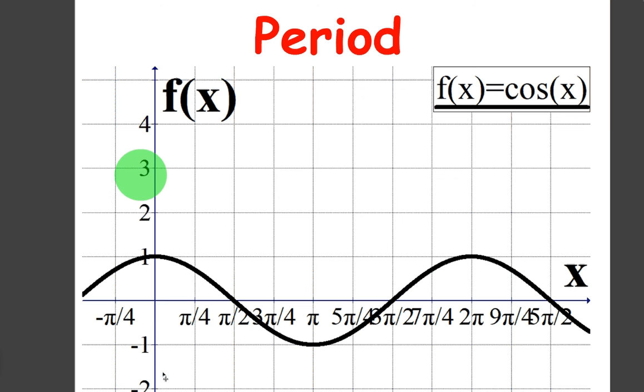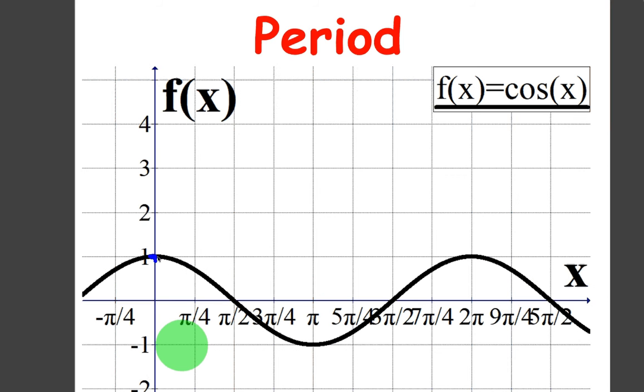Today we're going to be investigating the idea and concept of the period of a graph. First of all, we're going to be taking a look at this cosine graph, and I'm going to show you what the period visually looks like. So let's go ahead and use blue.